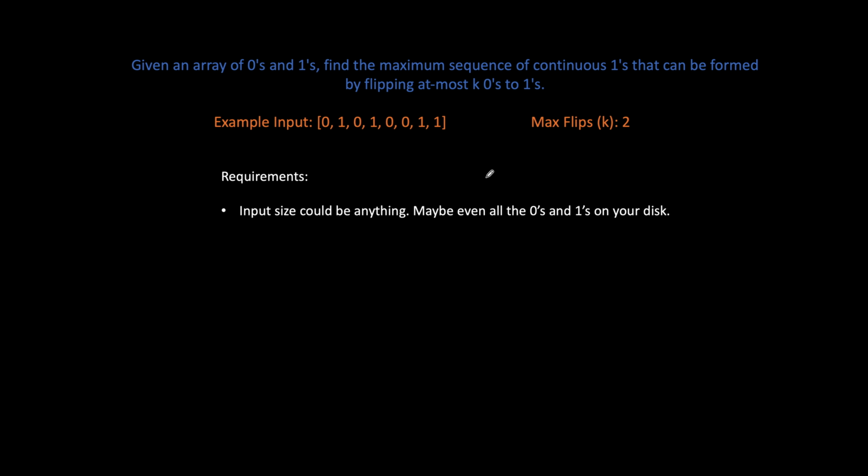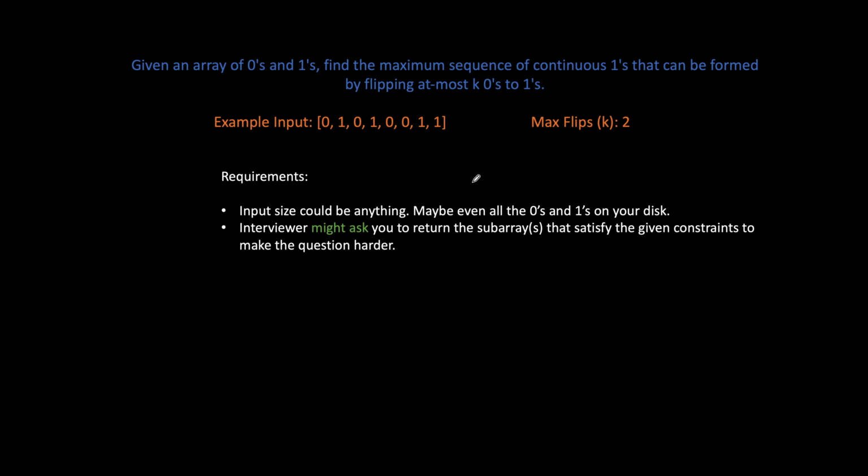So again, the input could be anything. It might even be all the 0s and 1s on your hard drive. So again, we'll have to watch for the memory. The interviewer might ask you to return the subarrays that satisfy the given constraints to make the question harder. In most cases, you're just going to be asked to find the length of this maximum subarray that satisfies the condition. But if the interviewer wants to make the question harder, they will ask you to return the starting and ending indices, all the subarrays that satisfy the given constraints.